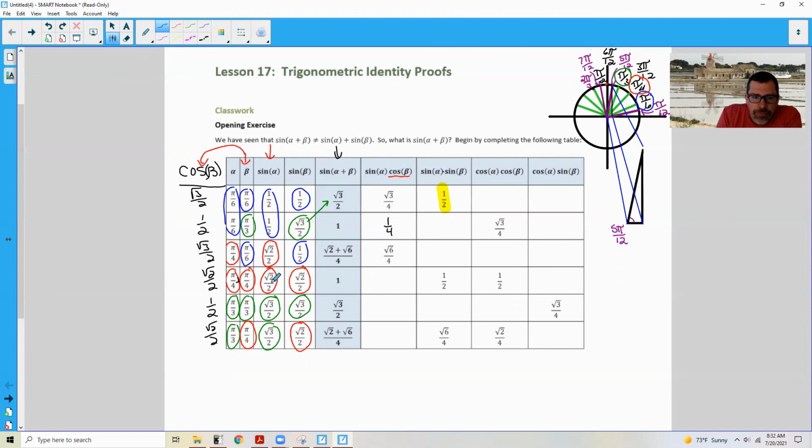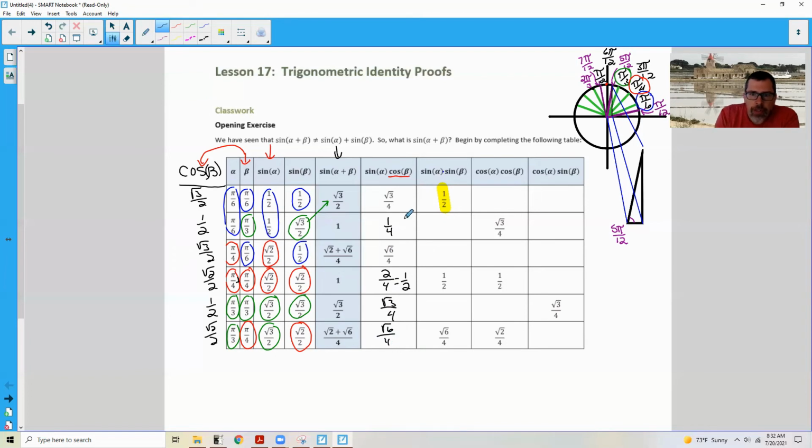Sine of alpha is the square root of 2 over 2. Cosine of beta is the square root of 2 over 2. Square root of 2 times the square root of 2 is 2. 2 times 2 is 4. That will reduce to 1/2. Okay, now we're taking 1/2 times the square root of 3 over 2. 1 times the square root of 3 is the square root of 3. 2 times 2 is 4. And then the square root of 2 times the square root of 3 is the square root of 6 over 2 times 2, which is 4. All right, so there's column sine alpha times cosine beta.